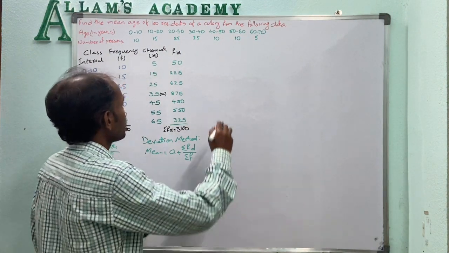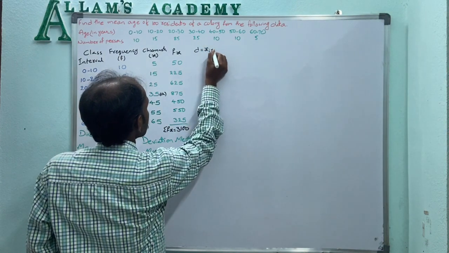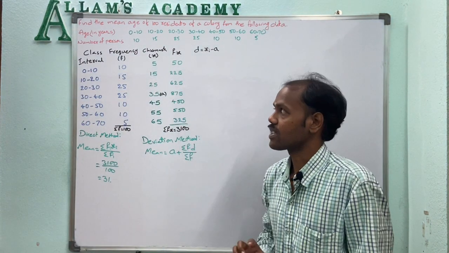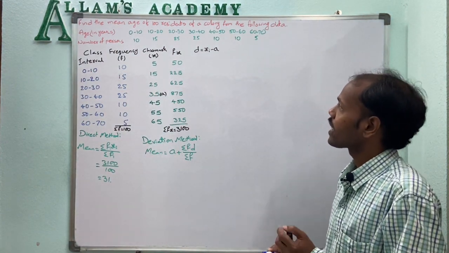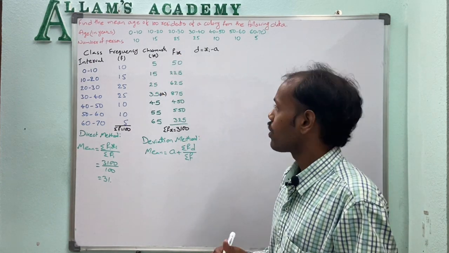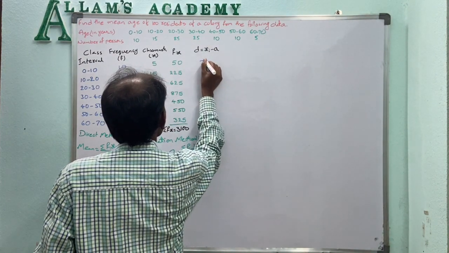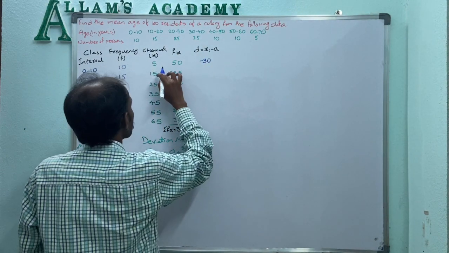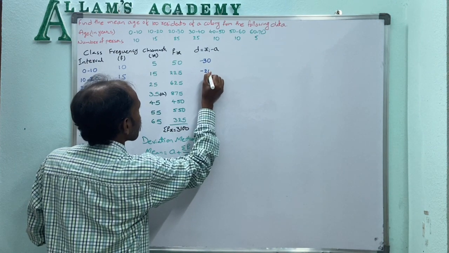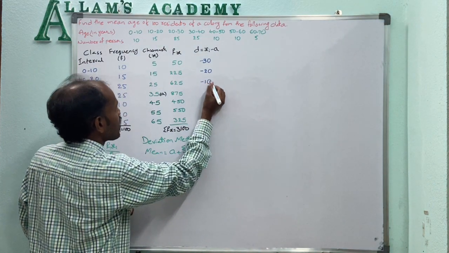Now we are calculating the d value. D equals xi minus a, so deviation d equals xi minus a. Here x equals 5 and the a value is 35, so 5 minus 35 equals minus 30. Next, 15 minus 35 equals minus 20. 25 minus 35 equals minus 10.